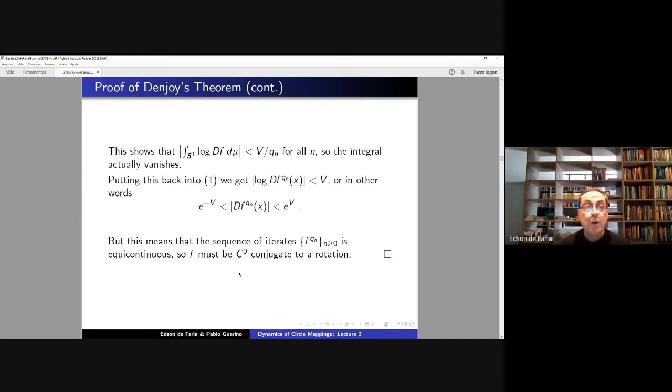And as you saw in lecture 1, Pablo mentioned this, this is a criterion for a homeomorphism of the circle to be topologically conjugate to a rotation. The fact that there is a subsequence of times along which the iterates of f form an equicontinuous family rules out the existence of wandering intervals, and therefore f must be minimal, so it must be topologically conjugate to the rotation R alpha. So that's the proof of Denjoy's theorem using Denjoy-Koksma, okay?